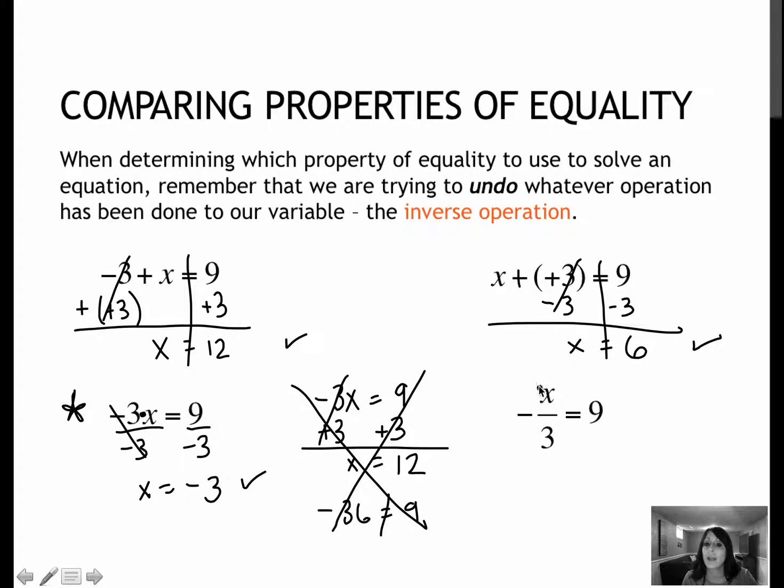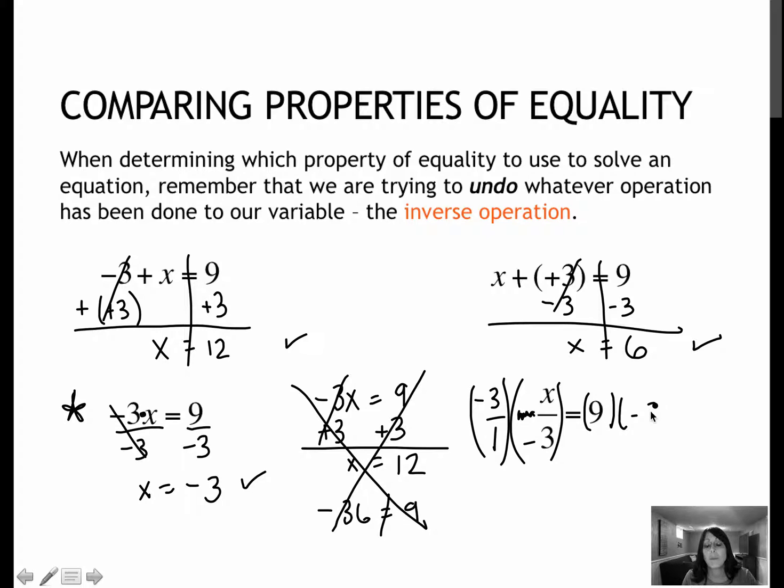And the last one, again, we've talked already about what happens with this negative. I could choose to put it on the x, which would make it negative 1x, or choose to put it on the 3, which makes more sense in this case, so that I can then get rid of it when I do my step of multiplying by negative 3, because that would be the opposite operation of division by negative 3.